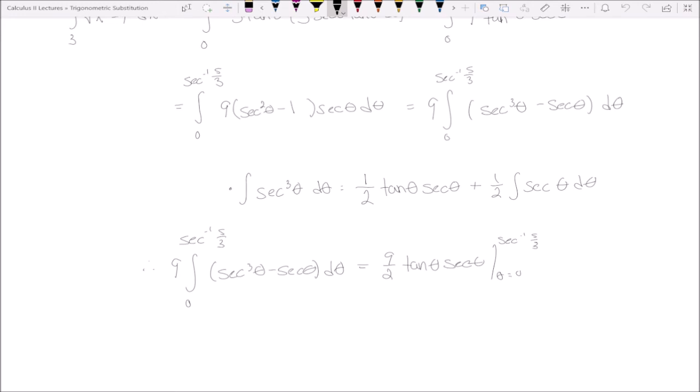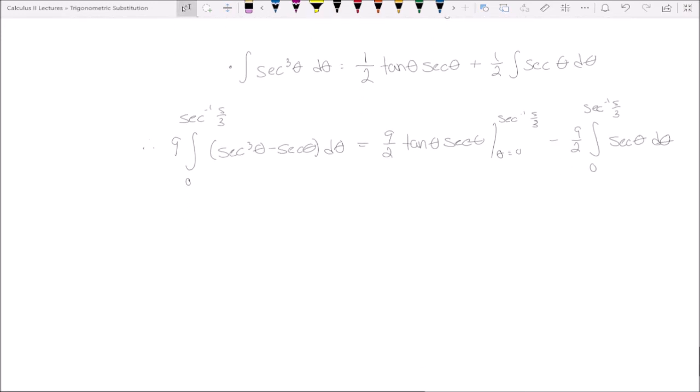It should leave us with minus 9/2 the antiderivative, 0 to inverse secant of 5/3, secant theta d theta. Yes, that's correct. Right, they both have 9/2, so let's go ahead and factor out that 9/2. What are we left with?